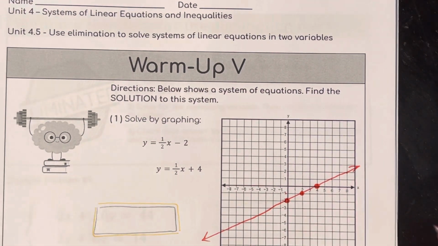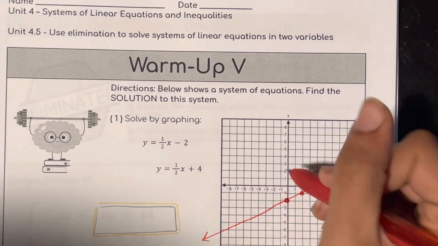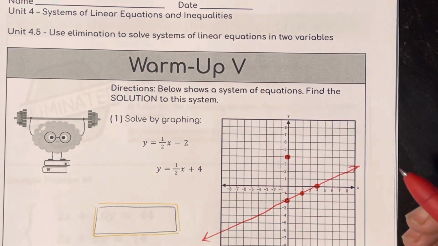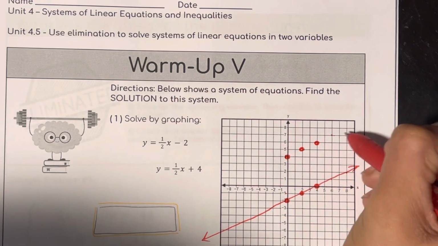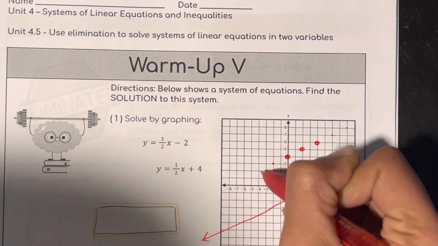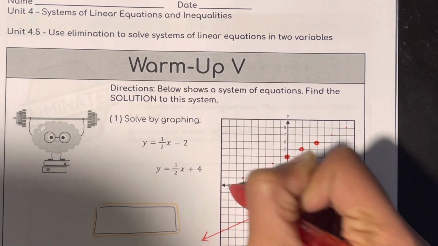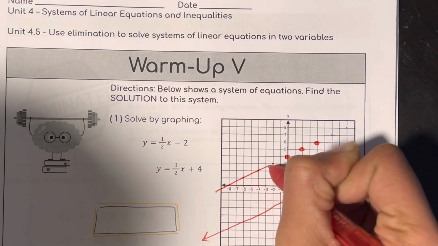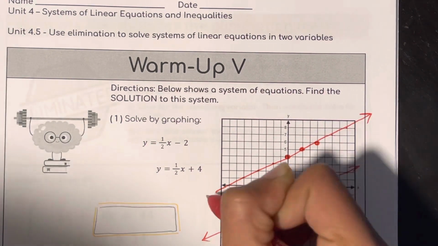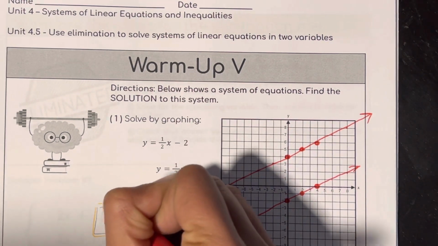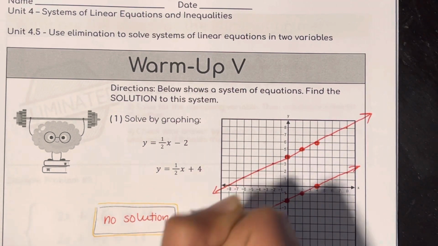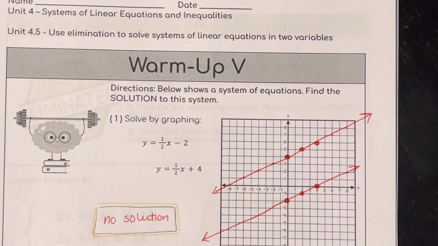All right, then my other line, I have to go up to +4, and I have the same slope. Up 1 over 2, up 1 over 2. Then I should be able to connect my points. And again, connect my lines. So you can see that they never touch, which means if we're supposed to solve this by graphing, there's no solution, because the solution comes from where the points intersect.